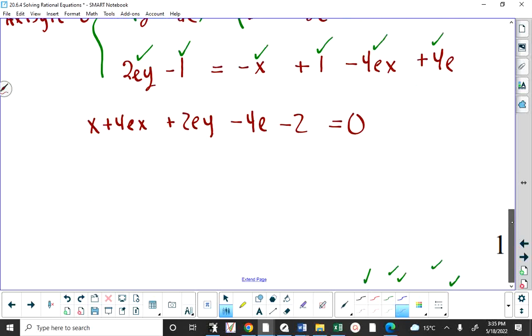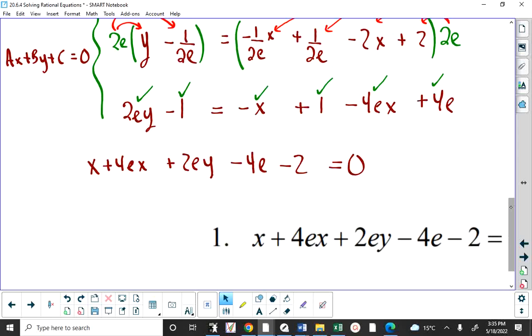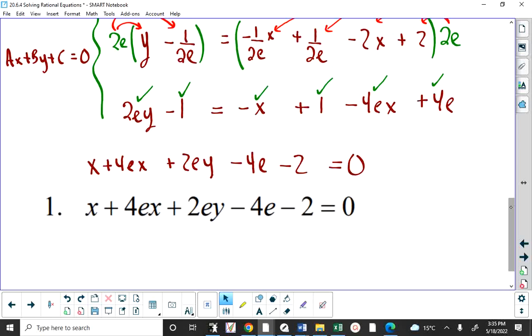Taking a look at what the answer should be, I've got it pasted down here. x plus 4ex plus 2ey minus 4e minus 2 is equal to 0.